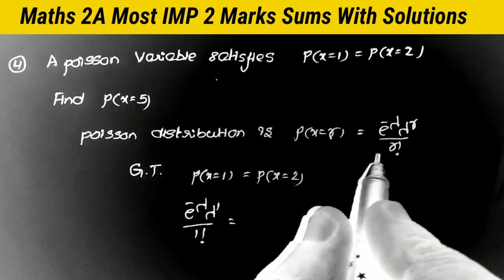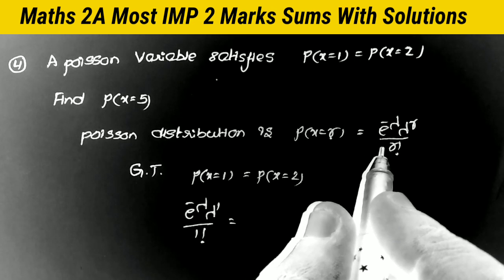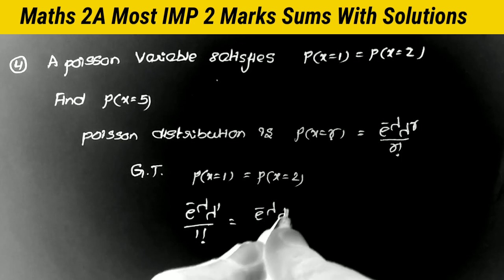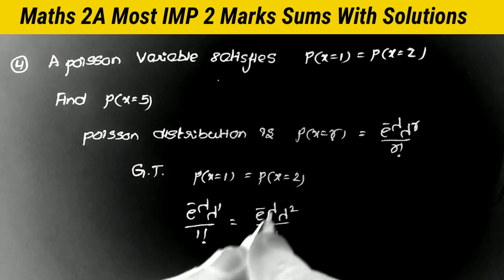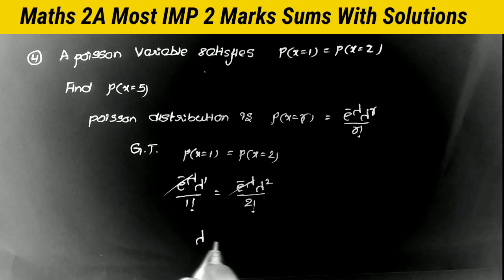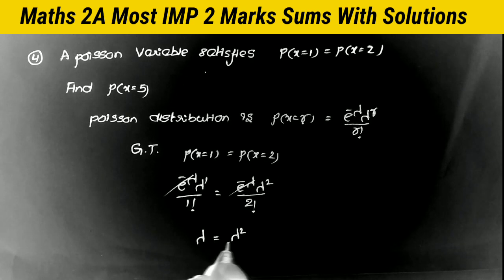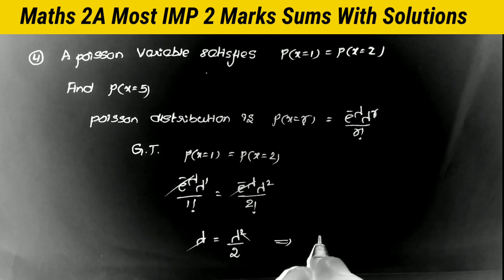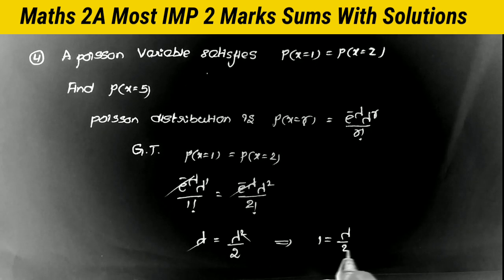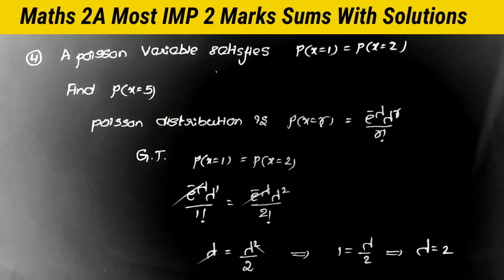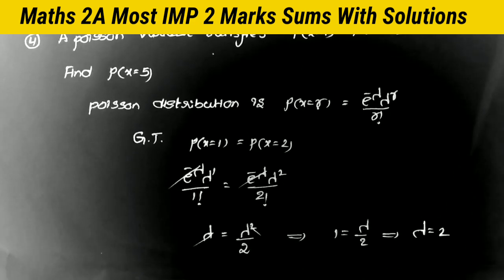And what is P of X is equal to 2 here? Again taking r is equal to 2 in the formula, that is e power minus lambda, lambda square by 2 factorial. So lambda by 1 factorial is equal to lambda square by 2 factorial, that is 2. Now here one lambda is cancelled, which means 1 is equal to lambda by 2. Therefore the value of lambda is equal to 2. So this is the lambda value.